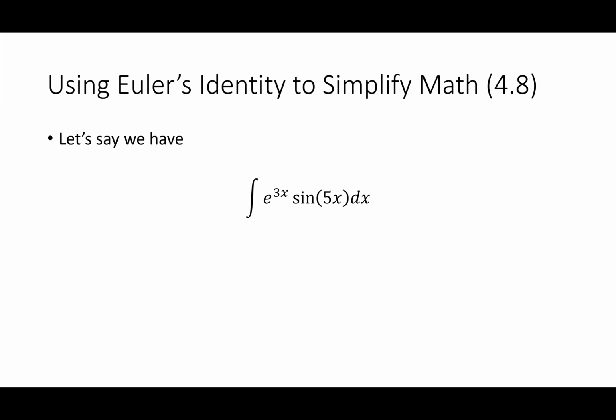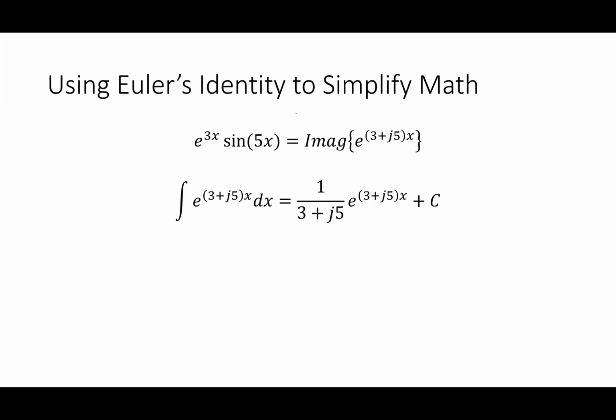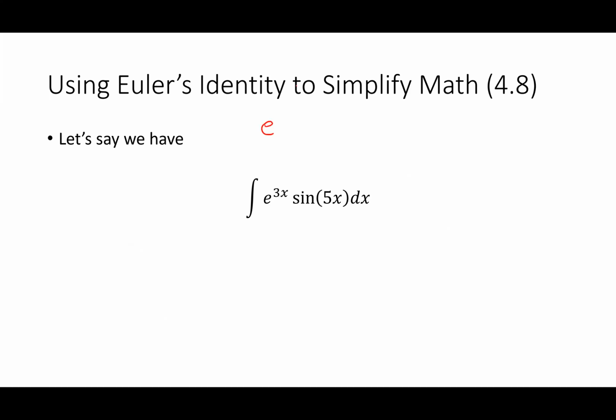If I have this, anytime we get a problem like that, let's write out for ourselves e to the j 5x. If I use Euler's identity, how can I write e to the j 5x? What plus what? Cosine 5x plus j sine 5x. Yep. So I can write it that way.